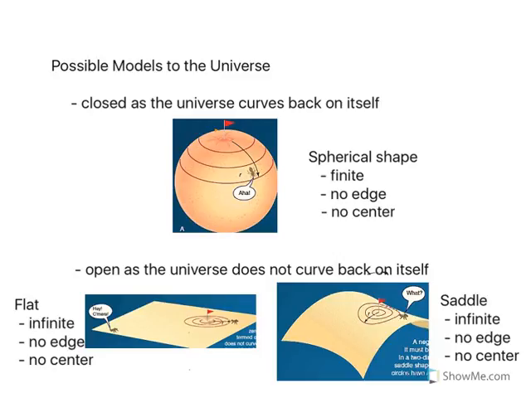So there are two models to the universe, closed and open, and there are three possible shapes to the universe: spherical, flat, and saddle.